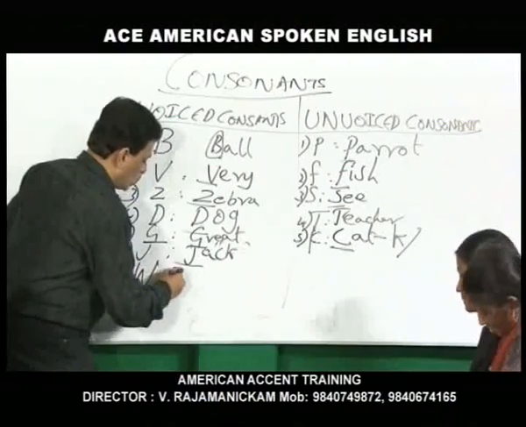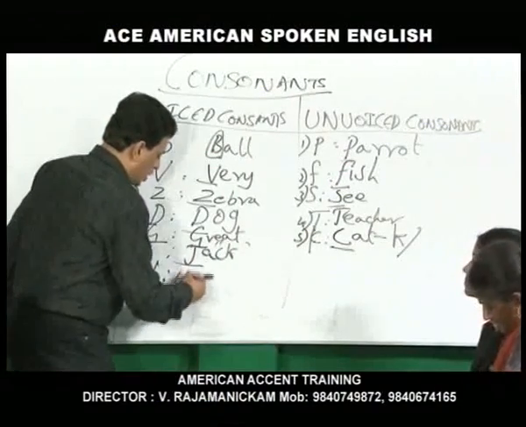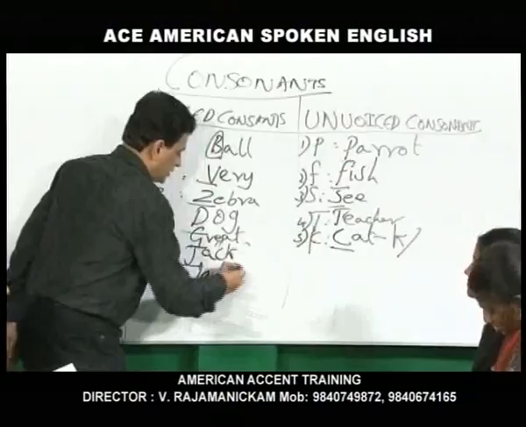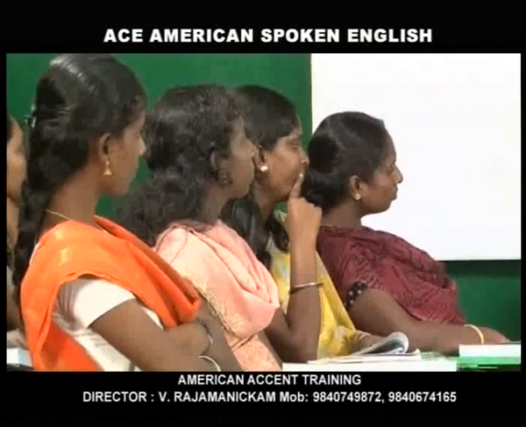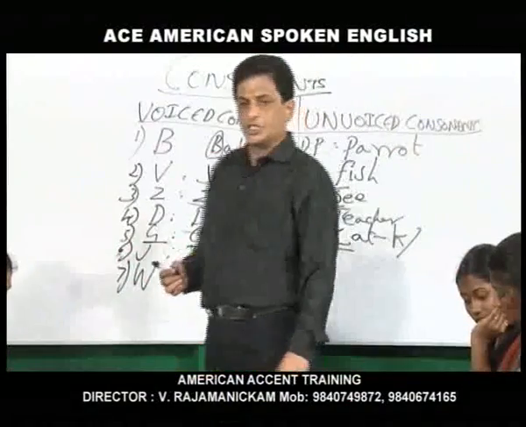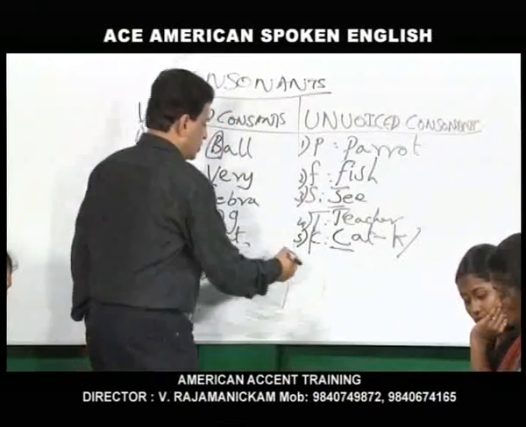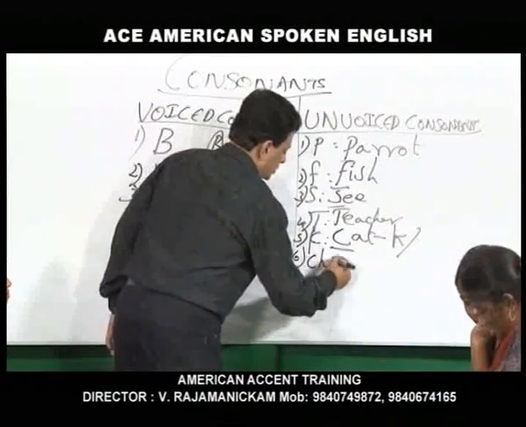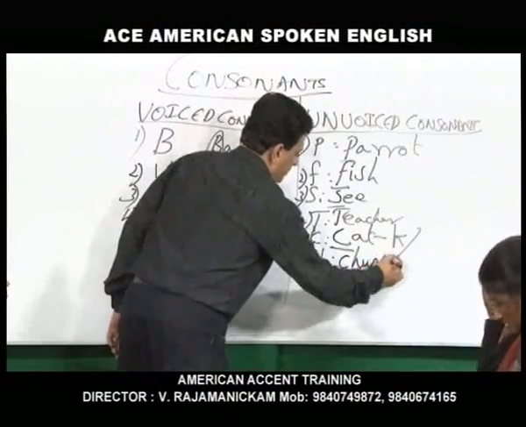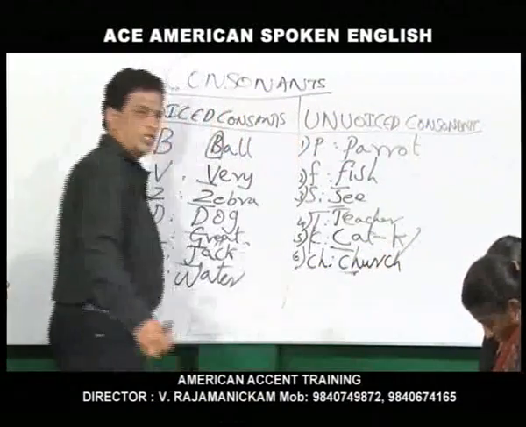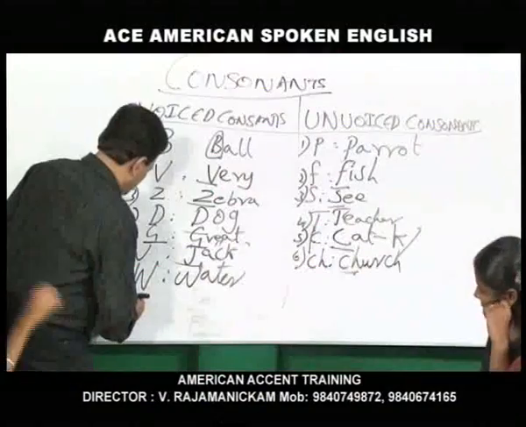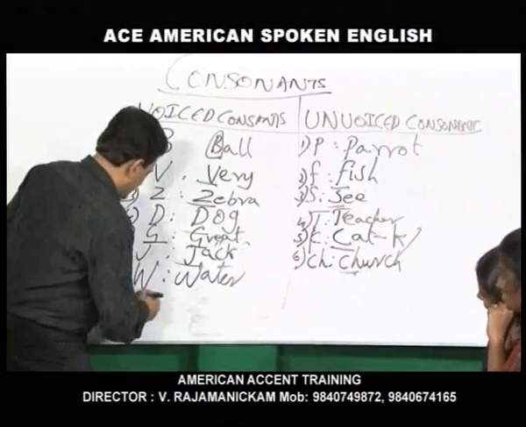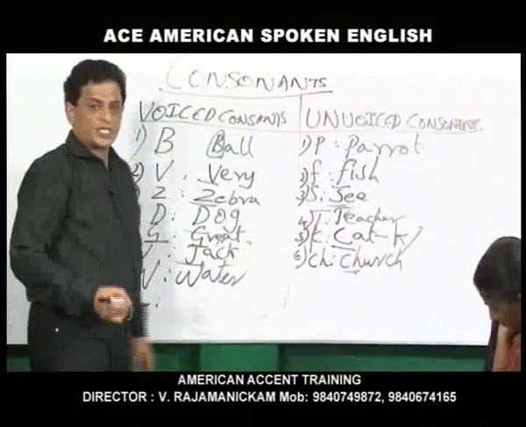What is the next letter? W. W is a voiced consonant. How do you pronounce W? W is pronounced as wa. Water. The partner of W is CH. CH is pronounced as ch, as in church. It is unvoiced.